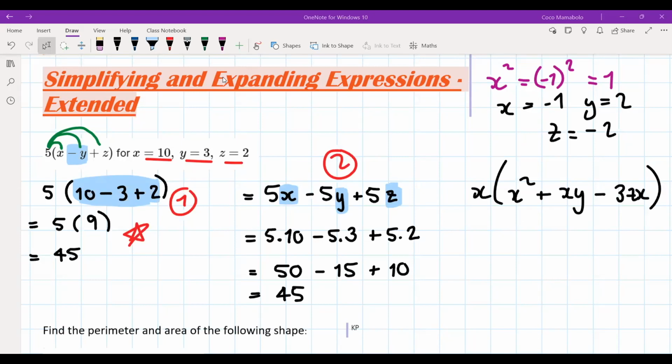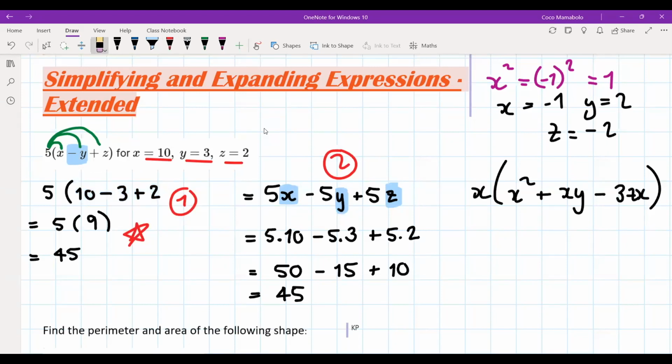Okay. Tsepang is saying, I thought that 5 times... and this is a very interesting thing that Tsepang is saying here. Tsepang thought the answer would be 25 because this is what Tsepang did. Tsepang did 3 plus 2, which gave her 5, and then she went 10 minus 5, which gave 5. But Tsepang, here's the problem.